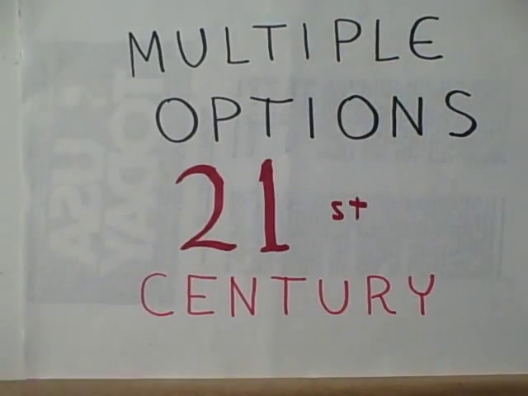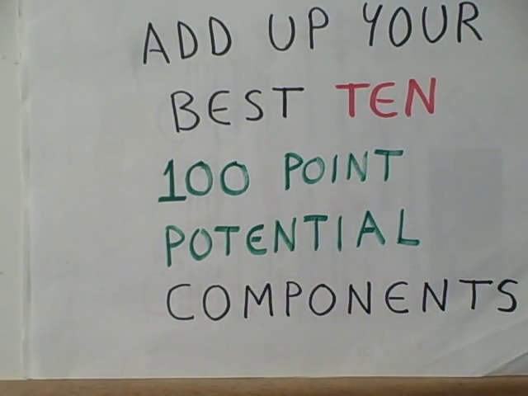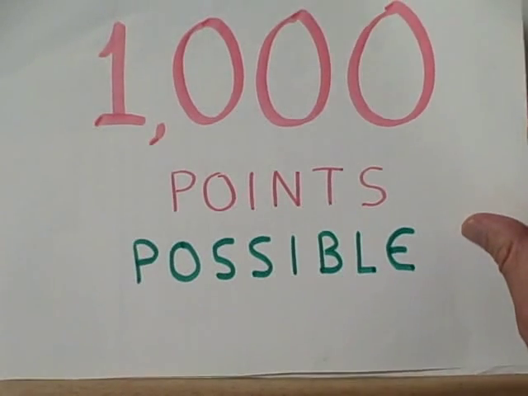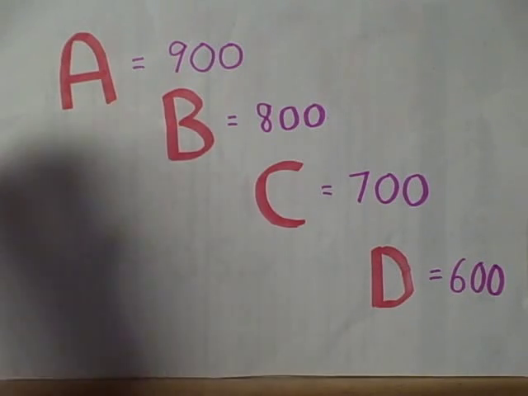Now there is a better plan, a 21st century plan, which I call the multiple options grading system. And the way this works is we have many different ways for you to earn points in this class. And what we're going to do is count up your 10 best of these 100-point potential components so that you would have about 1,000 points possible. And then you would need 900 for an A, 800 for a B, 700 for a C, and just to barely pass the class with 600 points to get a D.